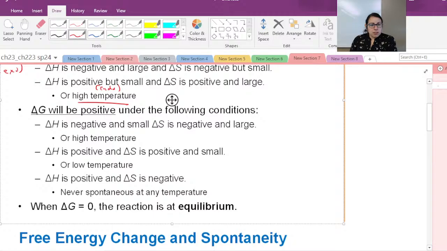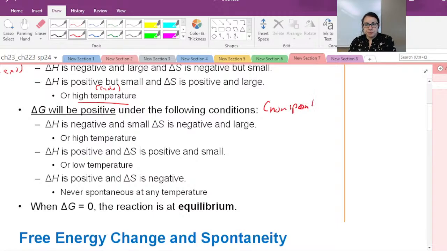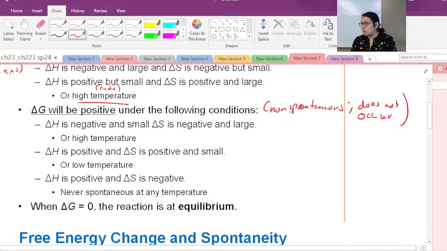And so these are the conditions where we expect that delta G would be positive. So non-spontaneous, not occurring. It does not occur under these conditions. And again, perhaps you can alter the conditions and make it spontaneous, but it depends.